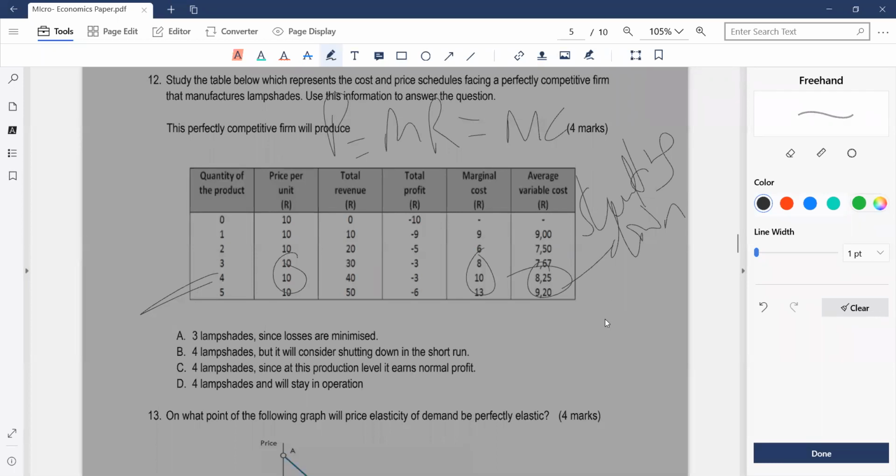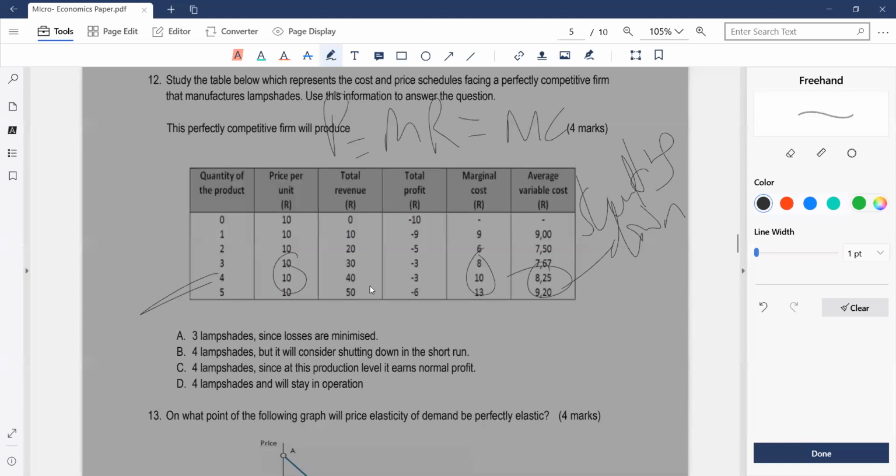Mbali, if you still remember in our lessons when we were doing perfect competition, we were actually doing market structures. We said the shutdown rule is when the firm cannot cover its variable costs. That's when it shuts down. It can be making a loss, but as long as it is covering its variable costs, it will stay in production. That's why I was comparing the price, which is the average cost, to the average variable cost. The average cost is still 10, which is the price. And then the average variable cost is 8.25.